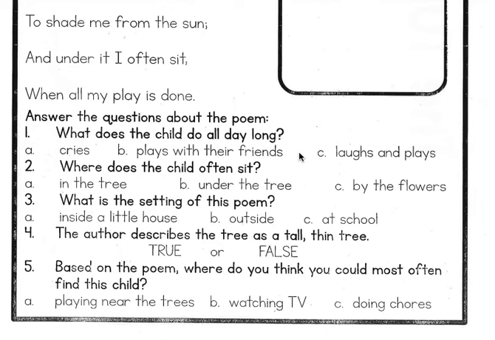Let's look at the last one just in case to see if it's a better answer. C, at school. It doesn't mention a school at all, so B is the best answer. And you can tell from the poem that they are outside because she's laughing and playing, and then she goes and sits under a tree.